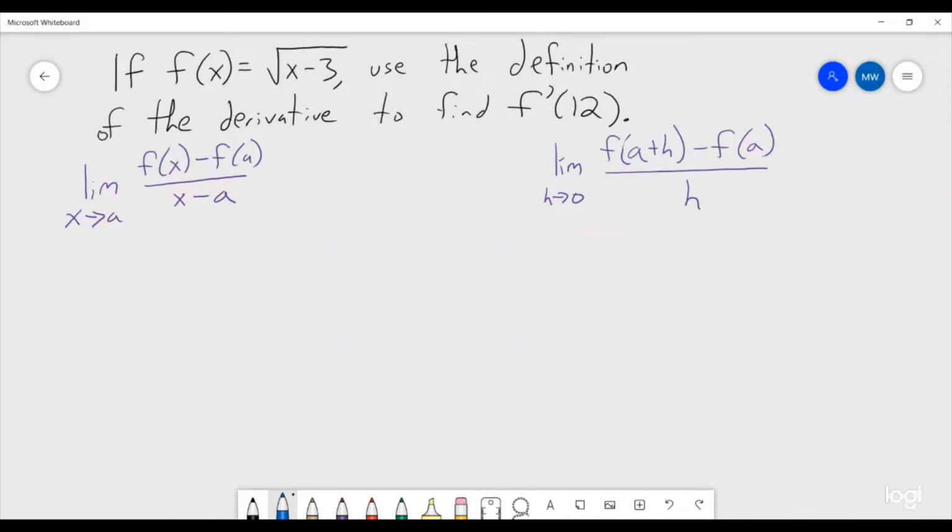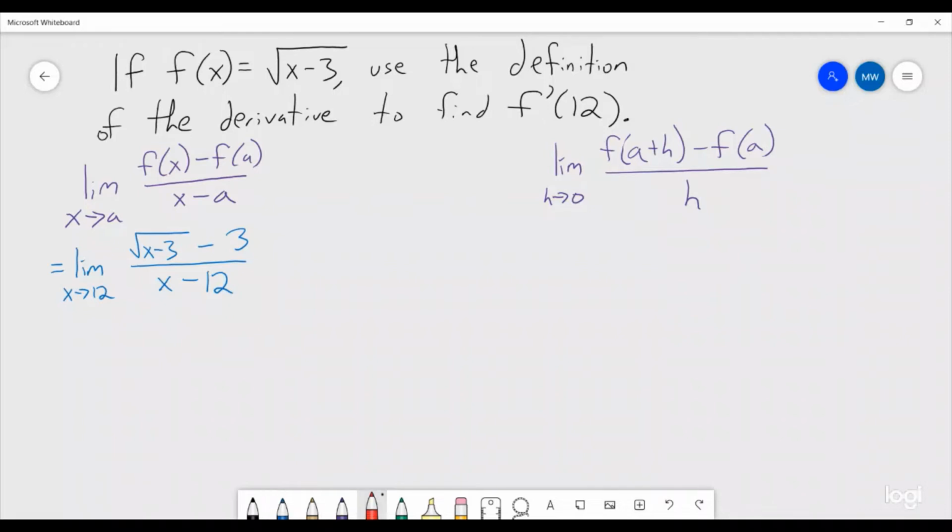So for this first one, we get the limit as x goes to 12 of f of x, the square root of x minus 3, minus f of 12. f of 12 is the square root of 12 minus 3, the square root of 9, that's a 3, divided by x minus a, divided by x minus 12. Okay, how can we solve this limit?